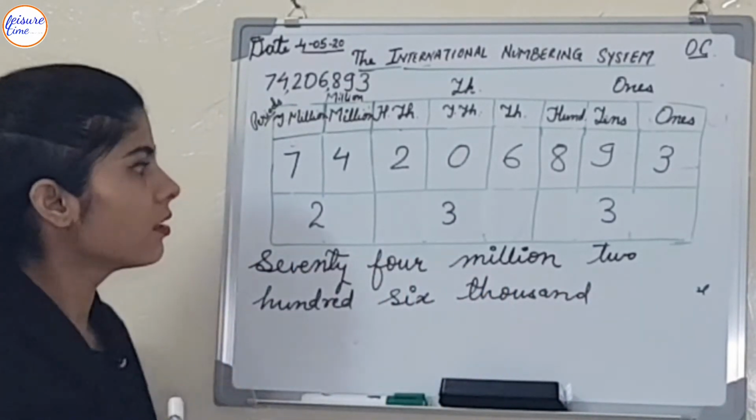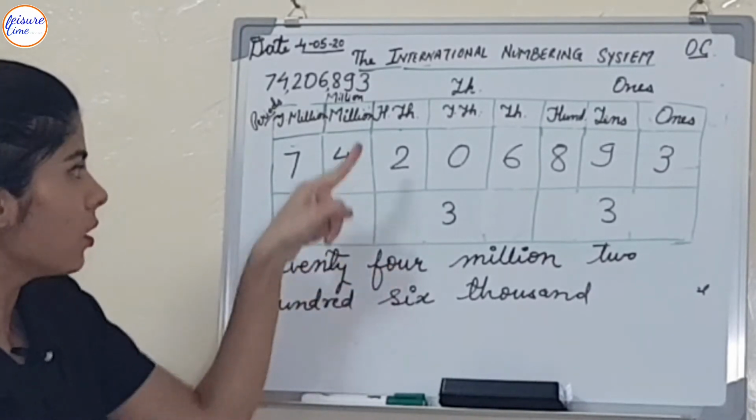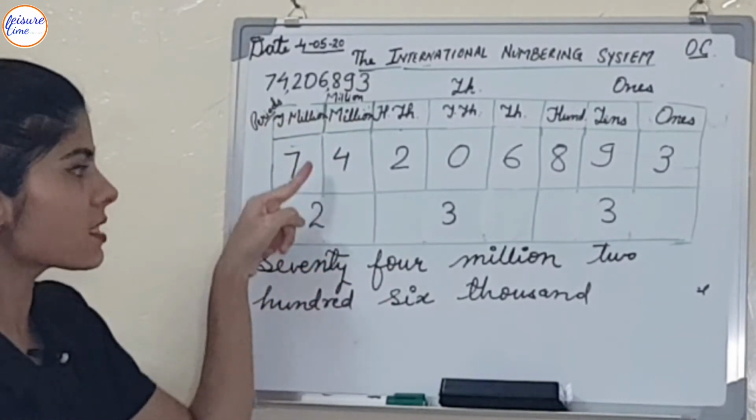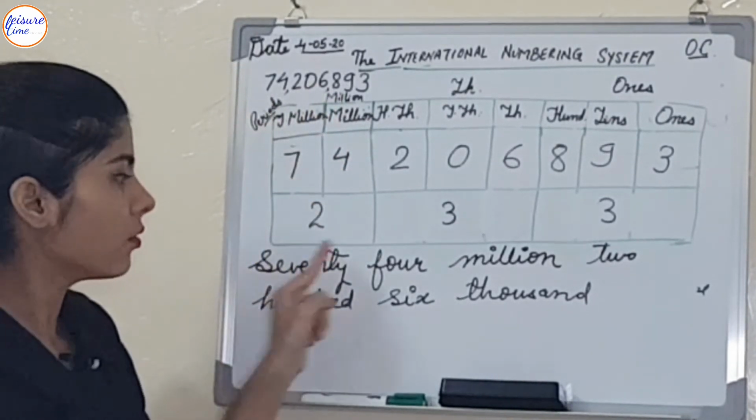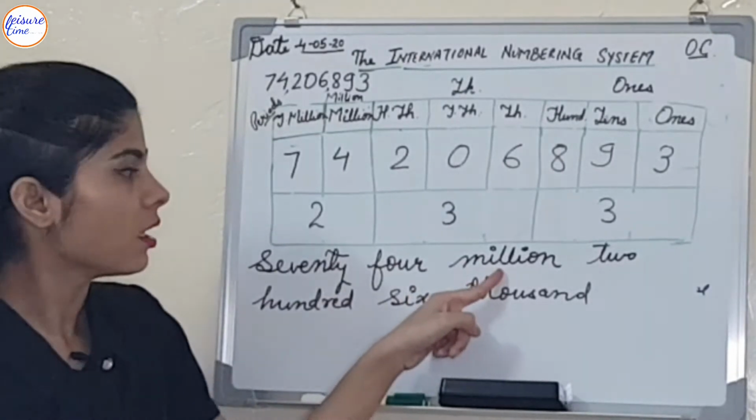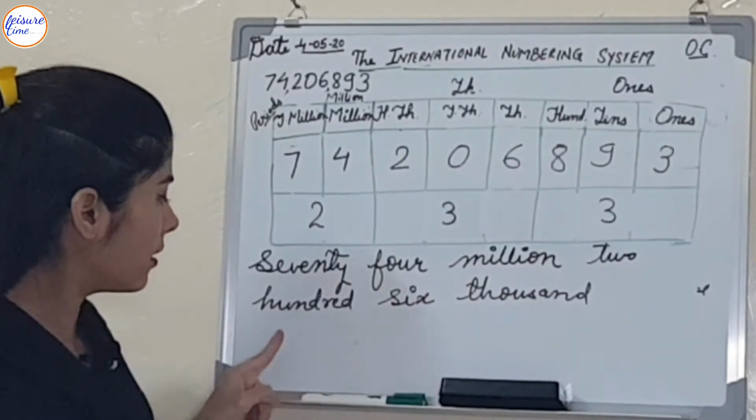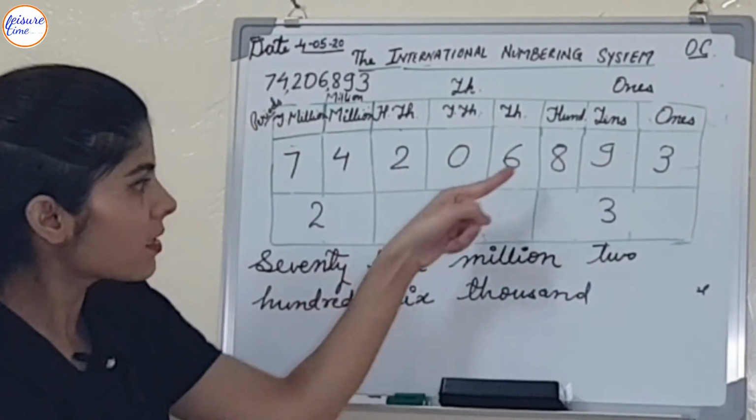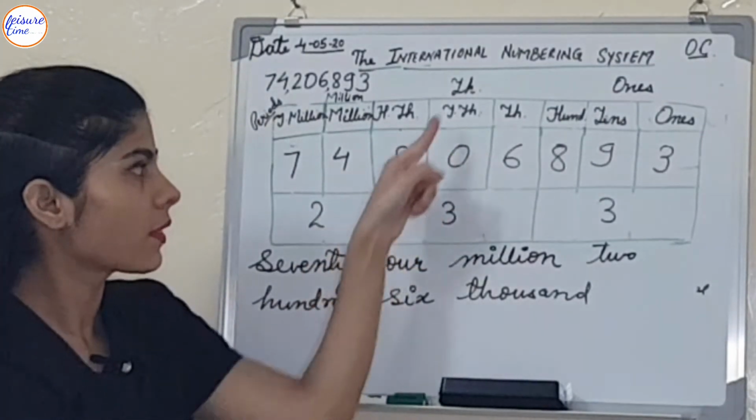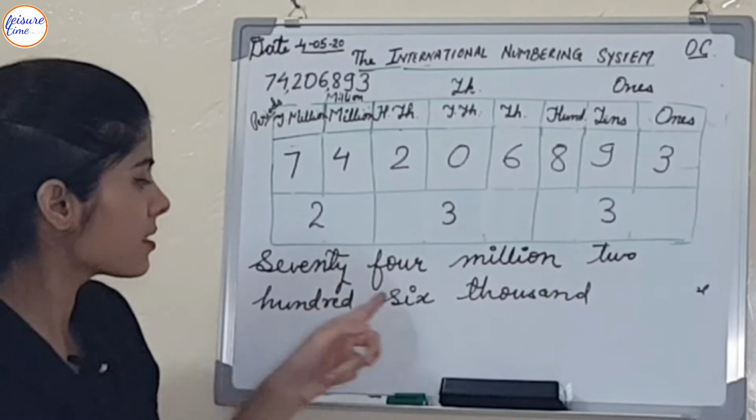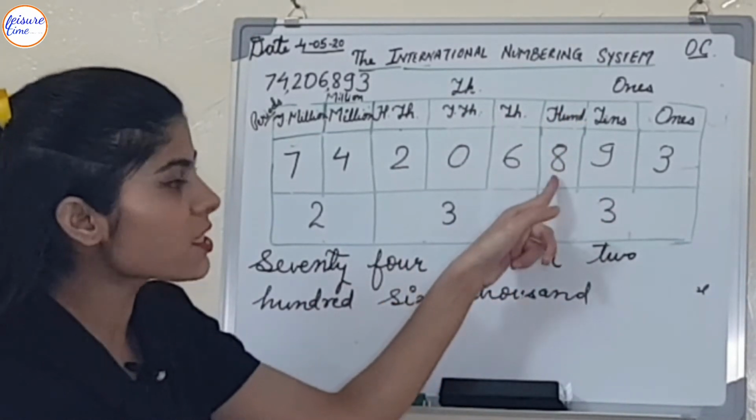Okay. See again. 74. What is the position of this digit? 74 million. The group is million. So we write here million. Okay. Now next 206. What is the group name? 1000. So 206,000. Finished.